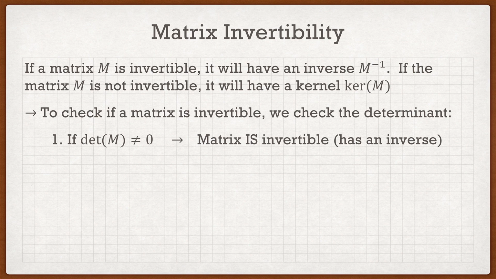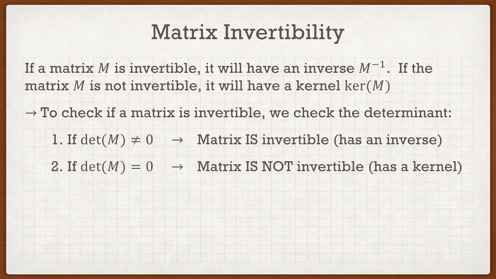And since it is invertible, consequently it has an inverse. However, if the determinant of M is equal to 0, so this is kind of a very solid statement, the determinant of M is equal to 0 and not anything else, we can say that the matrix is not invertible. And in that case, it has a kernel.